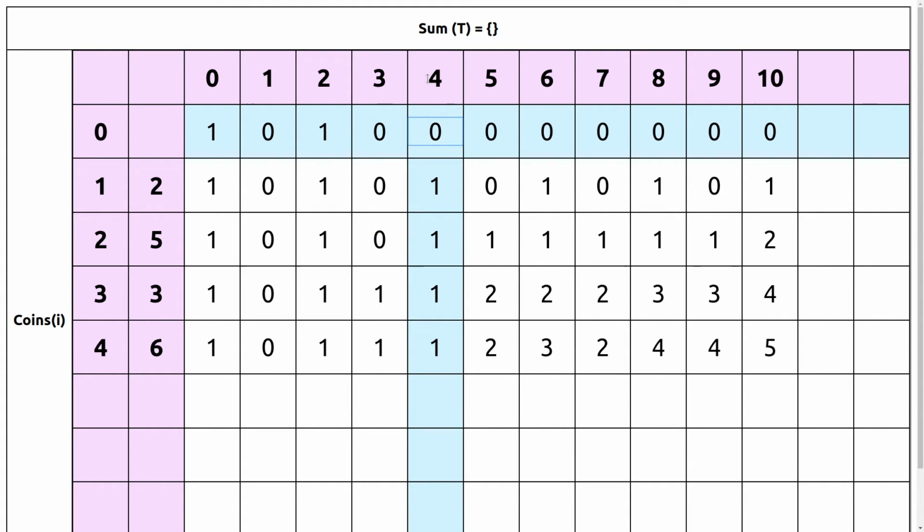Moving on to next cell, sum value of 4. Here, by excluding 2, there are 0 ways. This is reflected by cell value of 0. And by including 2, what is the total number of ways? 4 minus 2, that is 1. So we modify the same cell. We modify this cell by looking at the same row in the reduced sum column.